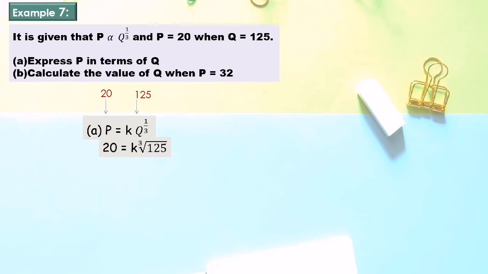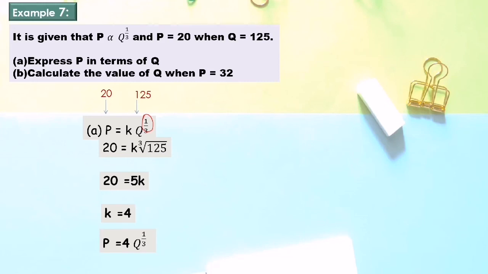Okay, 20 equals to k times 125 to the power of 1 over 3. As you know, power of 1 over 3 actually is equal to cube root. So cube root of 125 equals 5. 20 equals to 5k. Move 5 to the left hand side. So k equals to 20 divided by 5. The answer is k equals 4. So now we express P in terms of Q. P equals 4 Q to the power of 1 over 3.